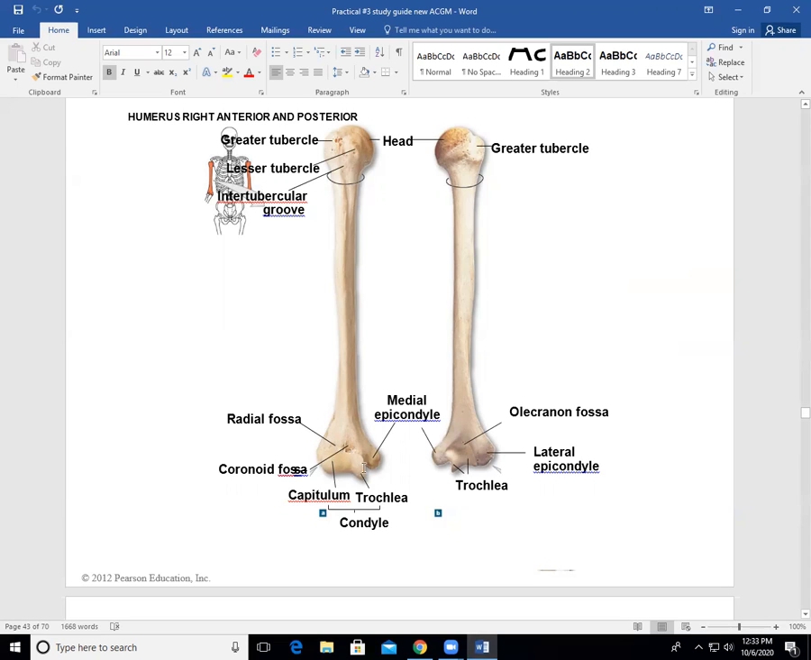Then you've got this space here we call a condyle, made up of a trochlea, which is more pointy, and a capitulum, which is a little more rounded off. Also here you can see a good view of the medial epicondyle. Here's another view of the trochlea, and remember, it's pointed. And here's the lateral epicondyle. On this side, you see the olecranon fossa, which is where the ulna articulates with the humerus.